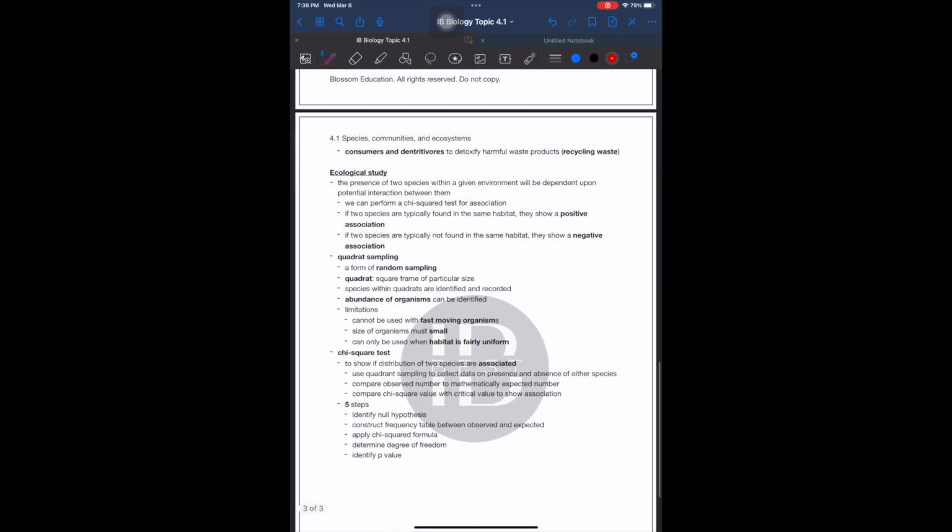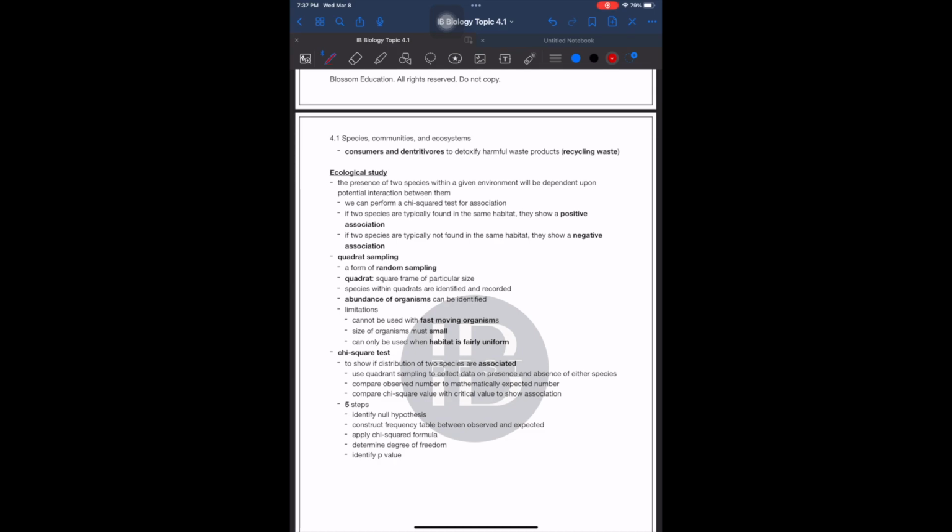So we've neared the end of 4.1. Let's just quickly talk about ecological study, which is basically how ecological studies on distribution of species are conducted. The presence of two species within a given environment will be dependent upon the potential interactions between these two species. We can then perform a chi-square test for association between these two species. If the two species are typically found in the same habitat, we would see a positive association, whereas if the two species are typically not found in the same habitat, they would show a negative association.